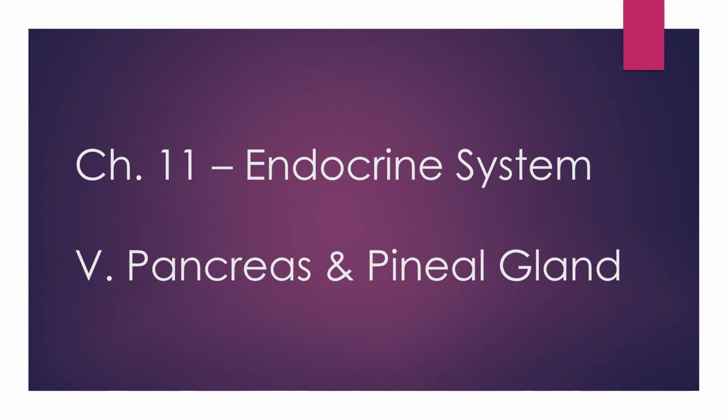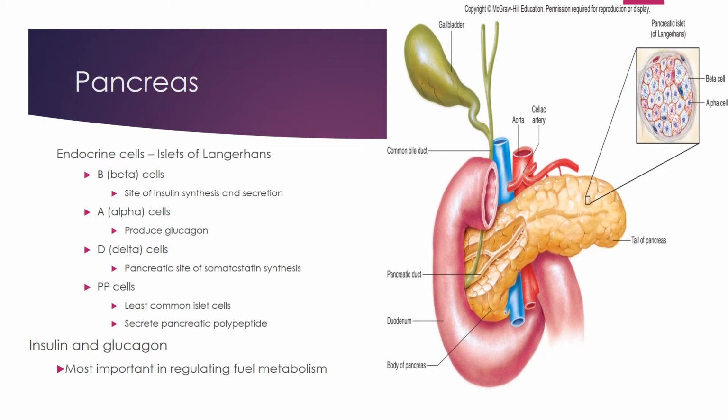So this last section of the endocrine system will look at the pancreas and then the pineal gland as part of the other endocrine glands. So let's start with the pancreas. The pancreas is going to be important for insulin and for regulating fuel metabolism, primarily of glucose. The endocrine cells are found within the islets of Langerhans of the pancreas, and that's represented here in this little figure.